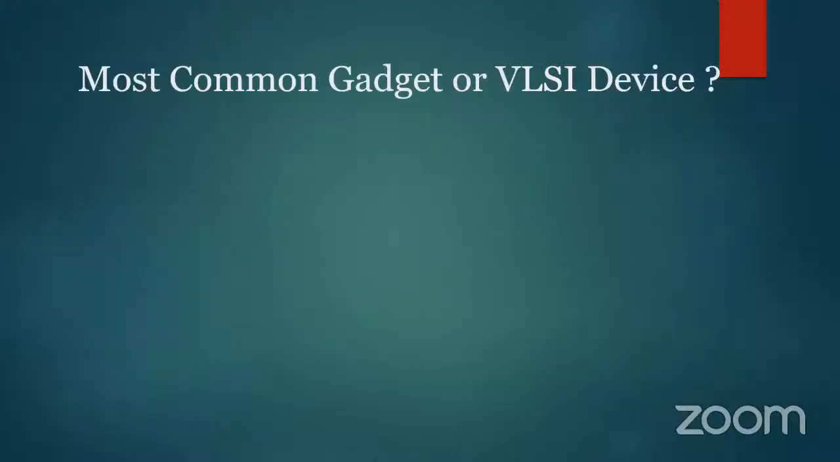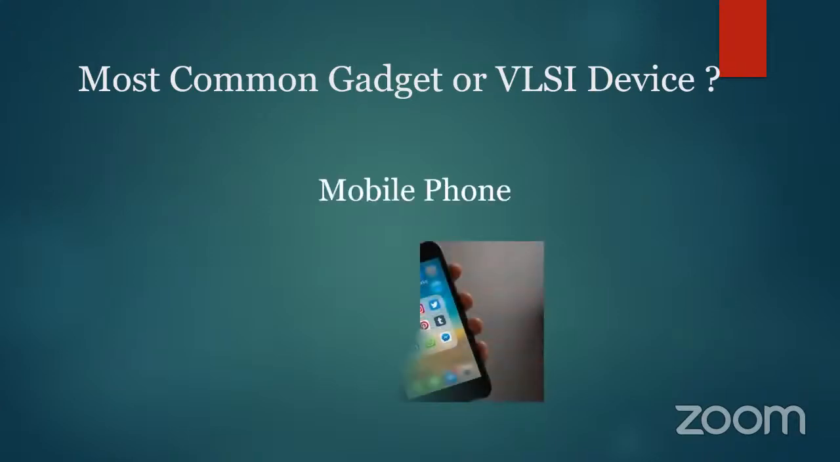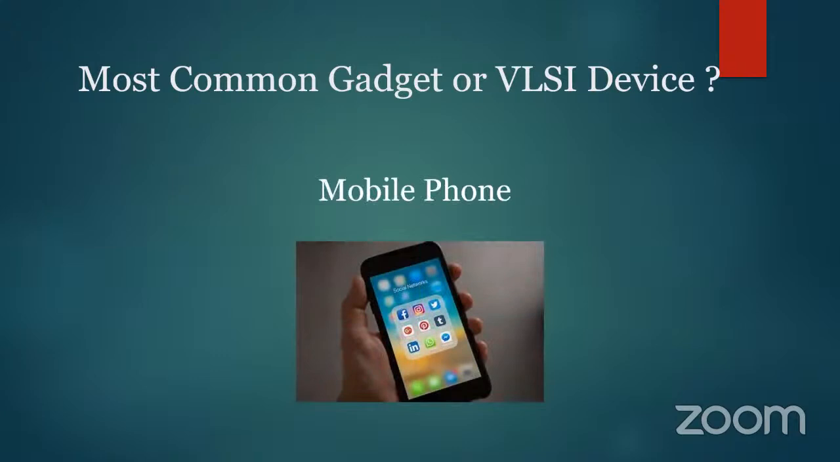Now, I have a question for all of you. Can you name one of the most common gadgets or VLSI devices amongst all of us? Please answer in the message. Okay. Yes, the guess is most obvious and very right. That is a mobile phone. This gadget is the most inevitable part of our lives. We cannot live without mobile phones. Our life is incomplete without this small device.